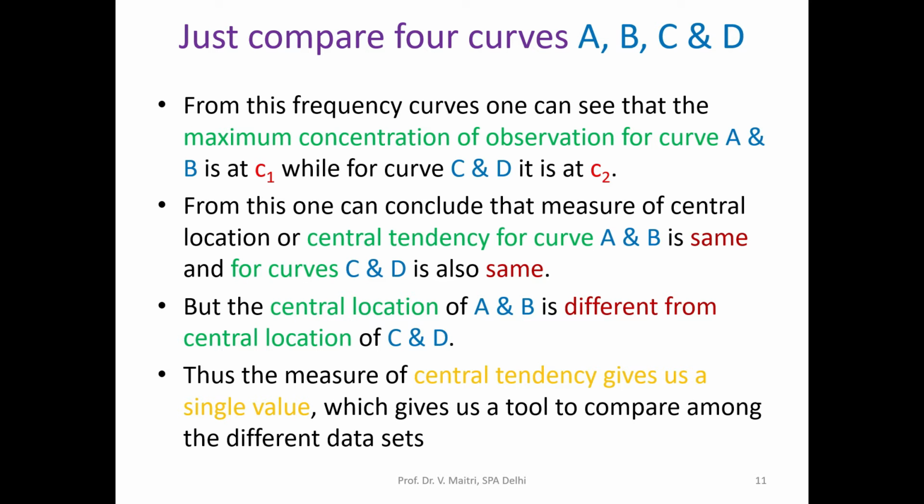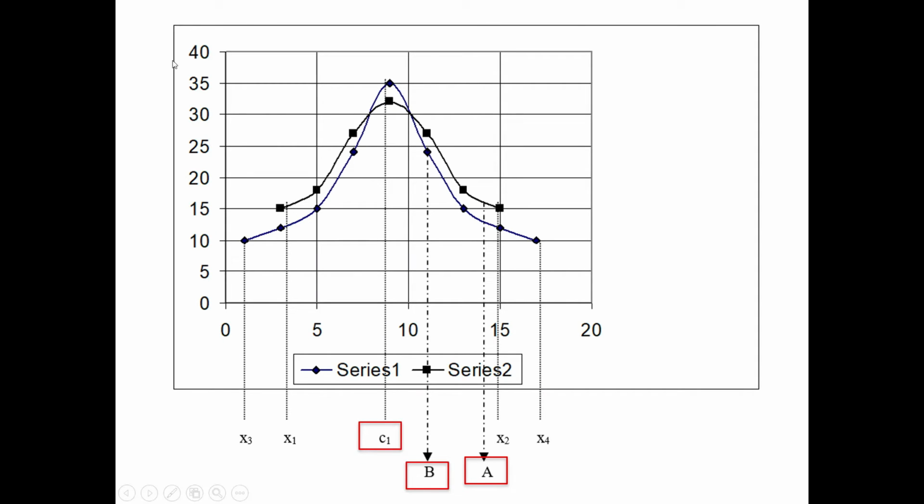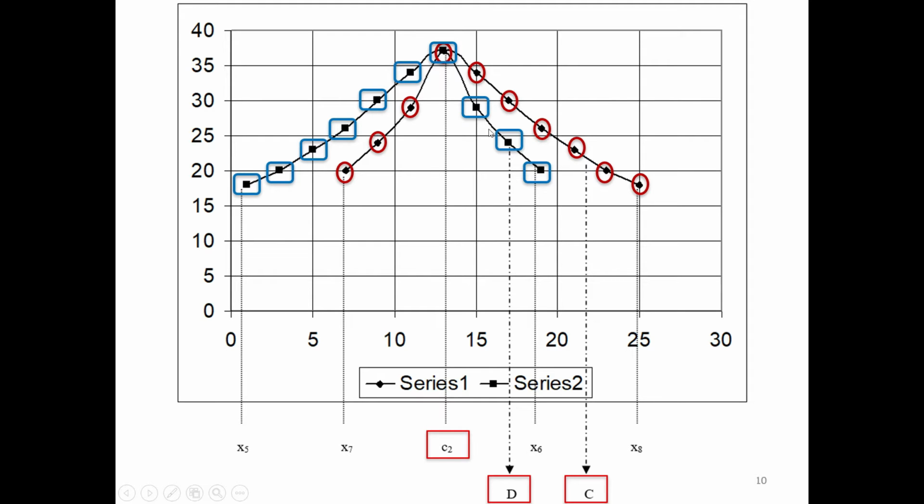Now here we can conclude that the measure of central location or central tendency for curves A and B is the same. Similarly, for curves C and D, it is also the same. But the central location of A and B is here, which is less than 10, and the central location of C and D is here, which is more than 10. So C1 and C2 are different.